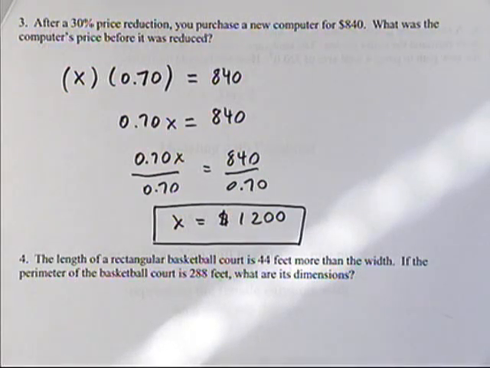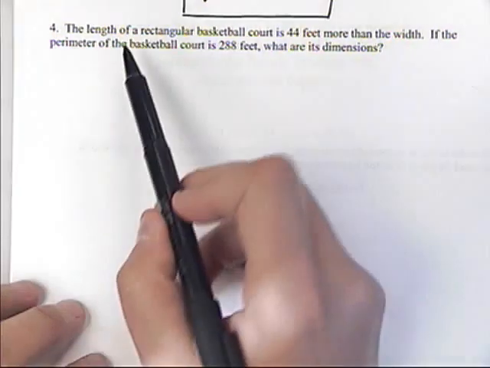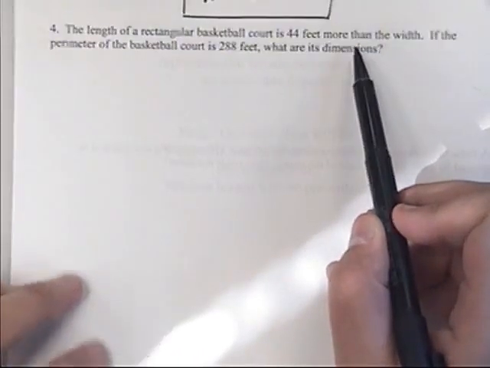Okay, example 4. The length of a rectangular basketball court is 44 feet more than the width. If the perimeter of the basketball court is 288 feet, what are the dimensions? Well, it turns out the first sentence is actually an equation.